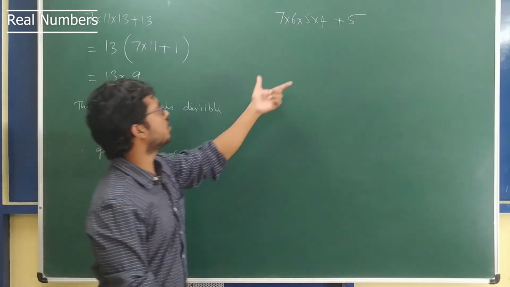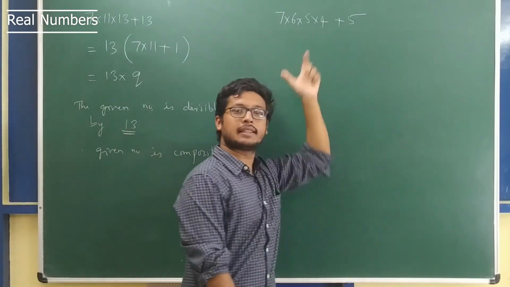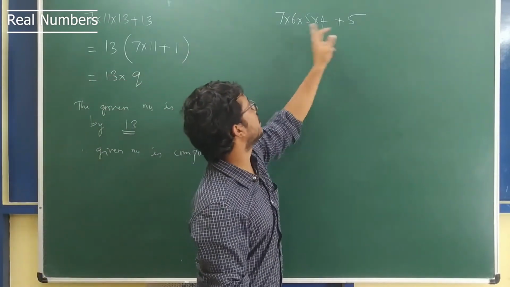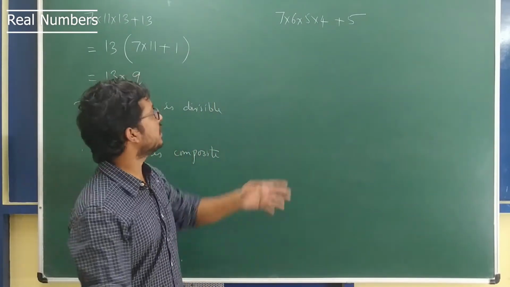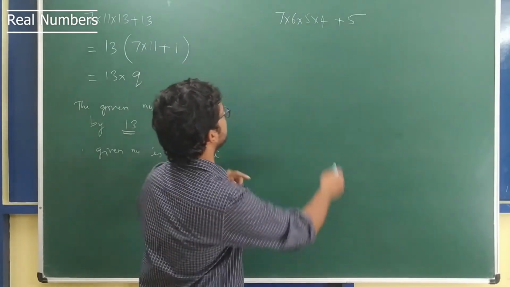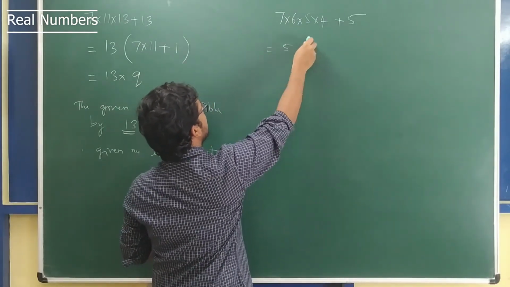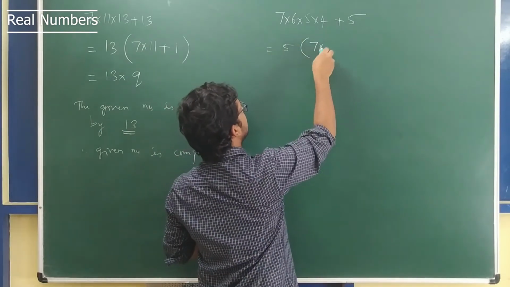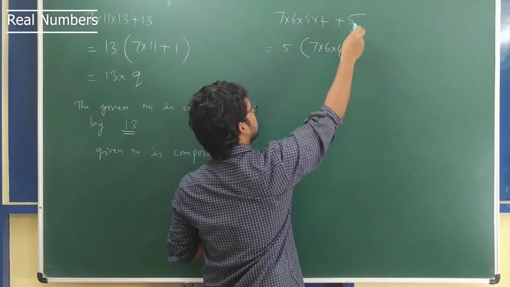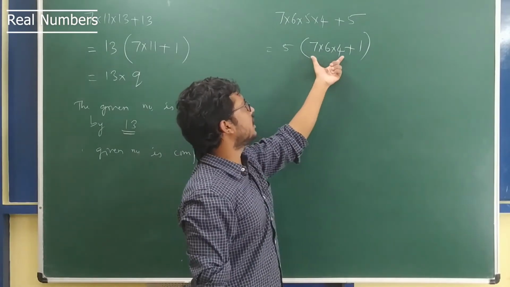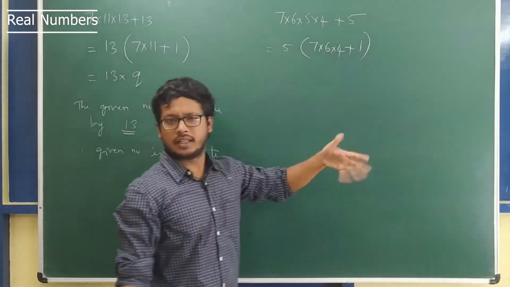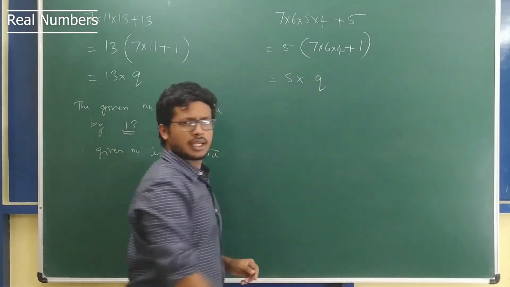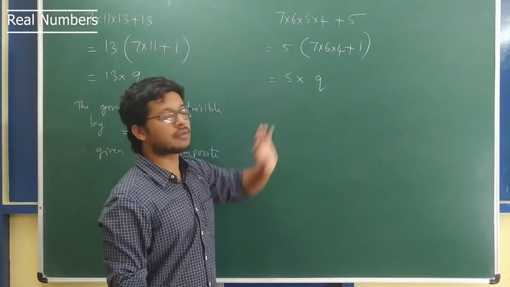So here also we have to do the same thing. We have to prove that this is a composite number. All we need to do is find at least one number that divides this one. So how can I do that? We can simplify this one. By simplifying, I mean I can take 5 outside. When I take 5 outside, what remains here? It is 7 into 6 into 4 plus 1. I don't care. These are all integers multiplied and added with another integer, so this is again another integer. So this is 5 into some answer q. I don't care what the answer is, but this is some multiple of 5.